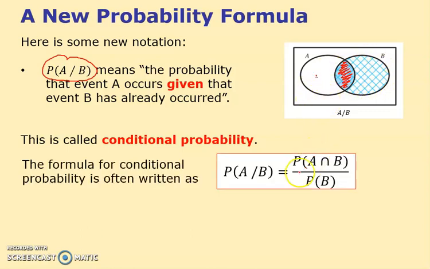There is a formula for this. The probability of A given B, notice the given bit is the B bit, is equal to the probability they both occur, the probability of A and B, so like this red bit, divided by the probability of B, all of this bit. Notice the B there, and the B is the bit on the bottom. So the given bit is the bit that's on the bottom.